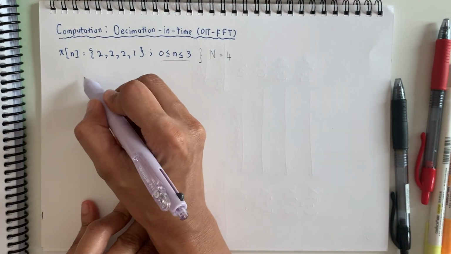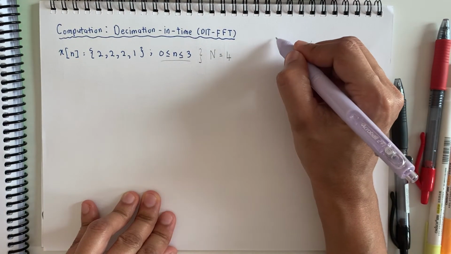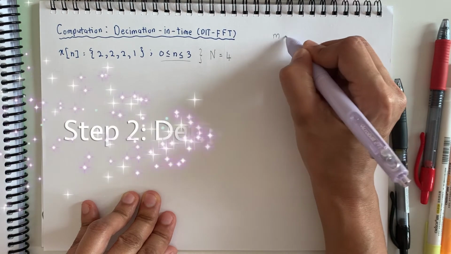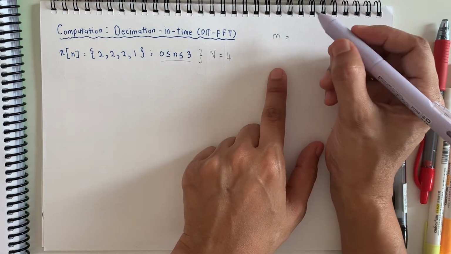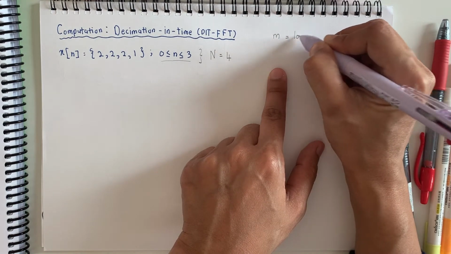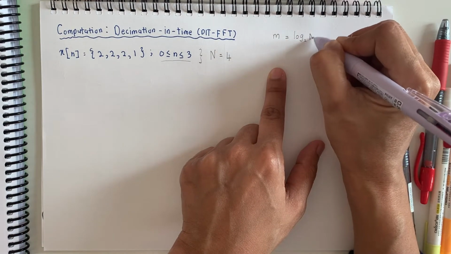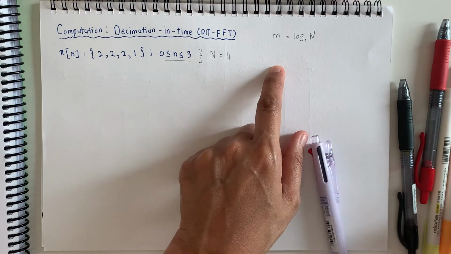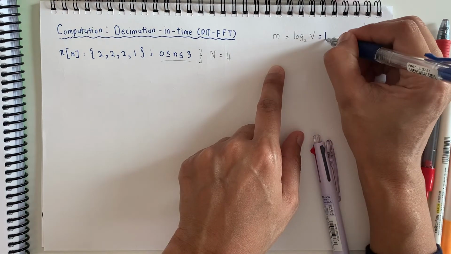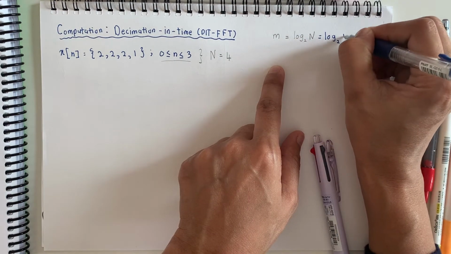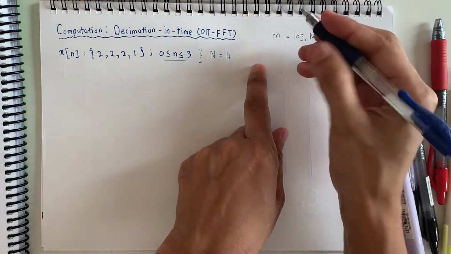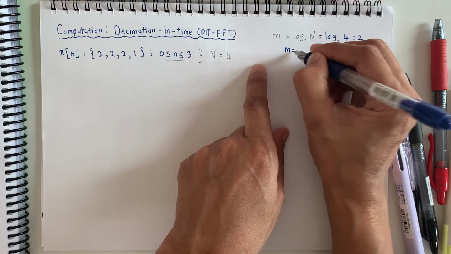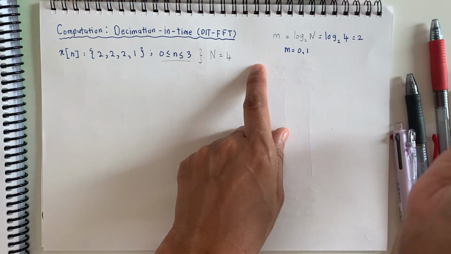Next, you have to know what is the M value, and then you have to determine what is your R value. So M is equal to log base 2 of N, which is equal to log 4, and this is equal to 2. So your M is equal to 0 and 1.